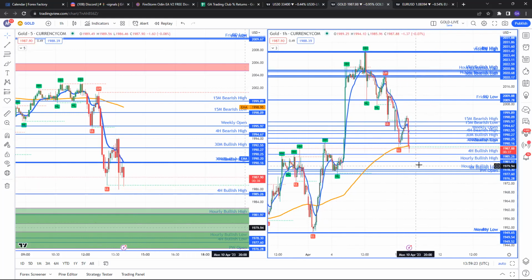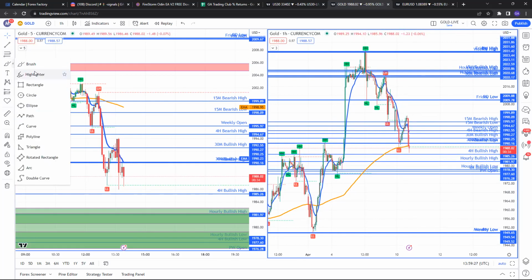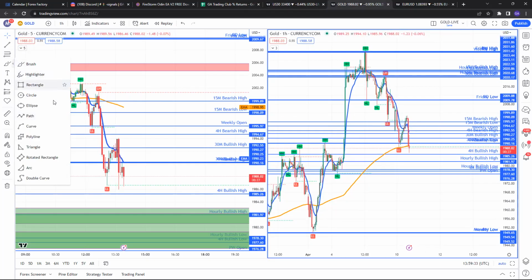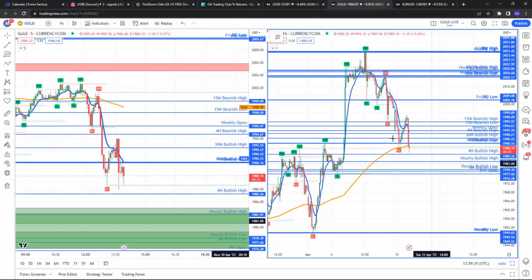So gold might either come down here. Let me just use this tool to illustrate, and hopefully I'm not missing US 30. Okay, good. So gold might come here, do some ranging. If it's to go all the way back up, this is the area that they might use to pick up liquidity for a move to the upside.